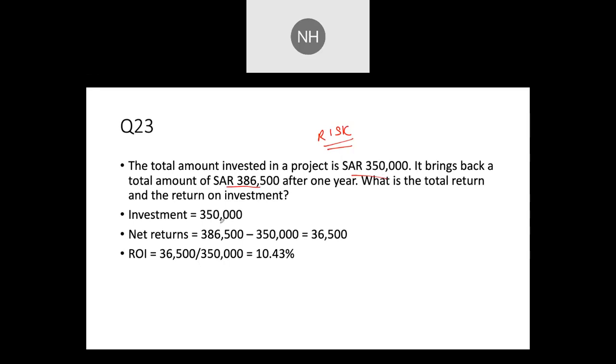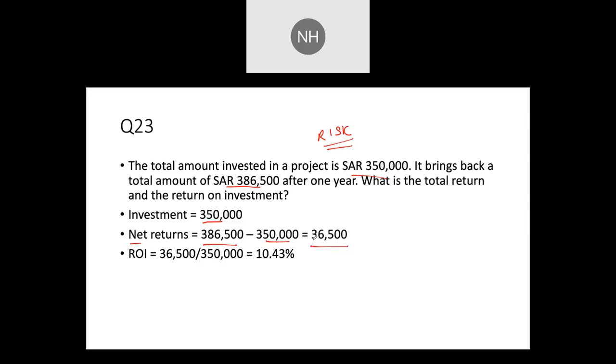It's a very easy calculation, but we should know how to do it. The investment is 350,000. The net return will be the difference between the principal and the amount returned. The amount returned is 386,500 and the principal was 350,000. But just check it with your calculators also, because I have done it fast manually. If I am wrong, just make it correct. So see the calculations, okay? But the process is the same.